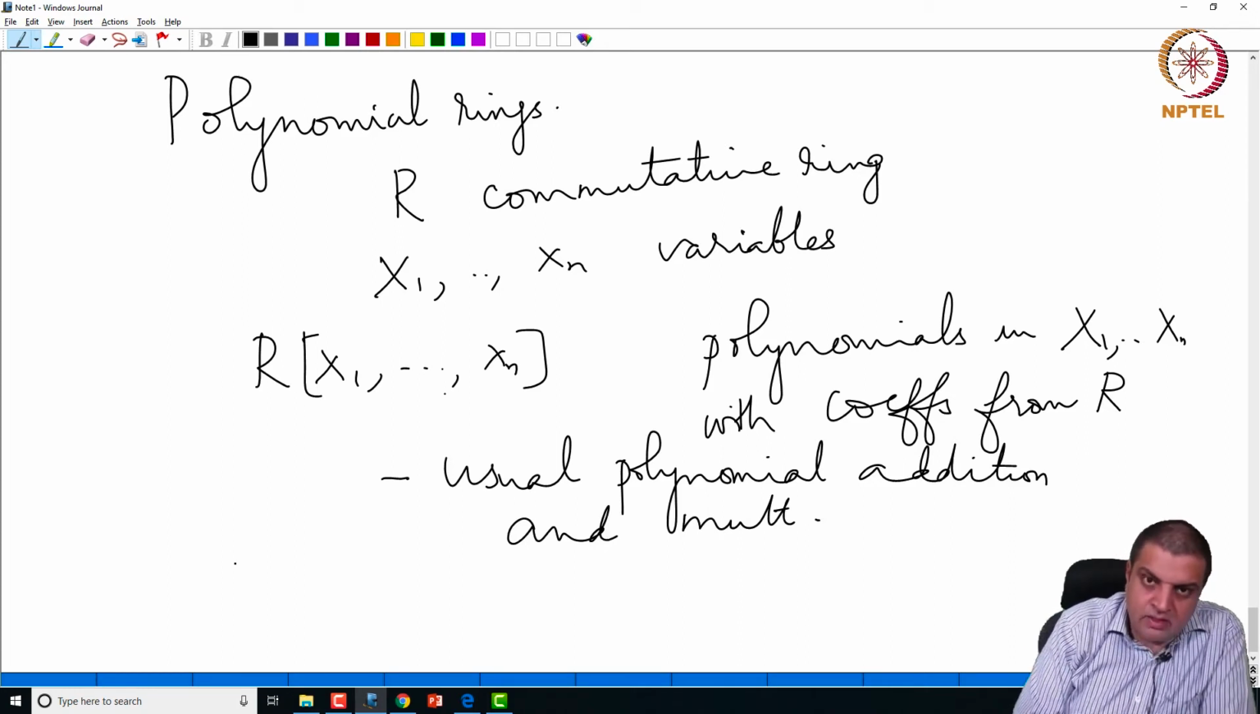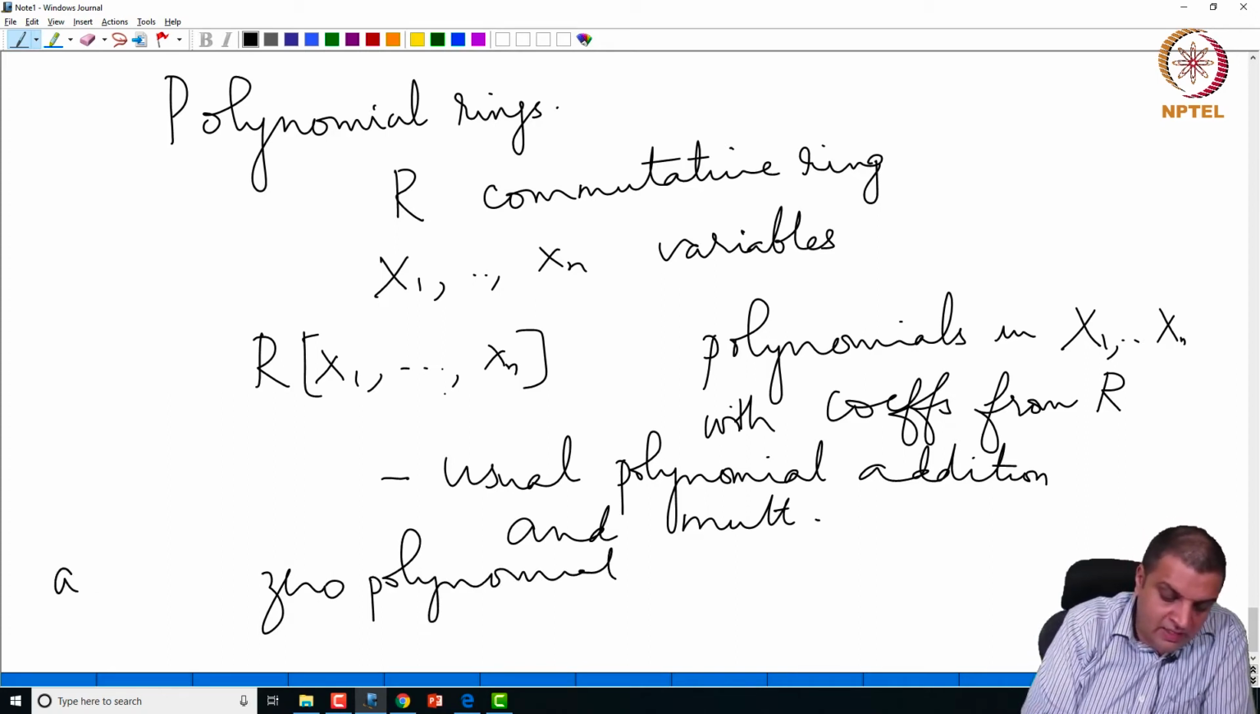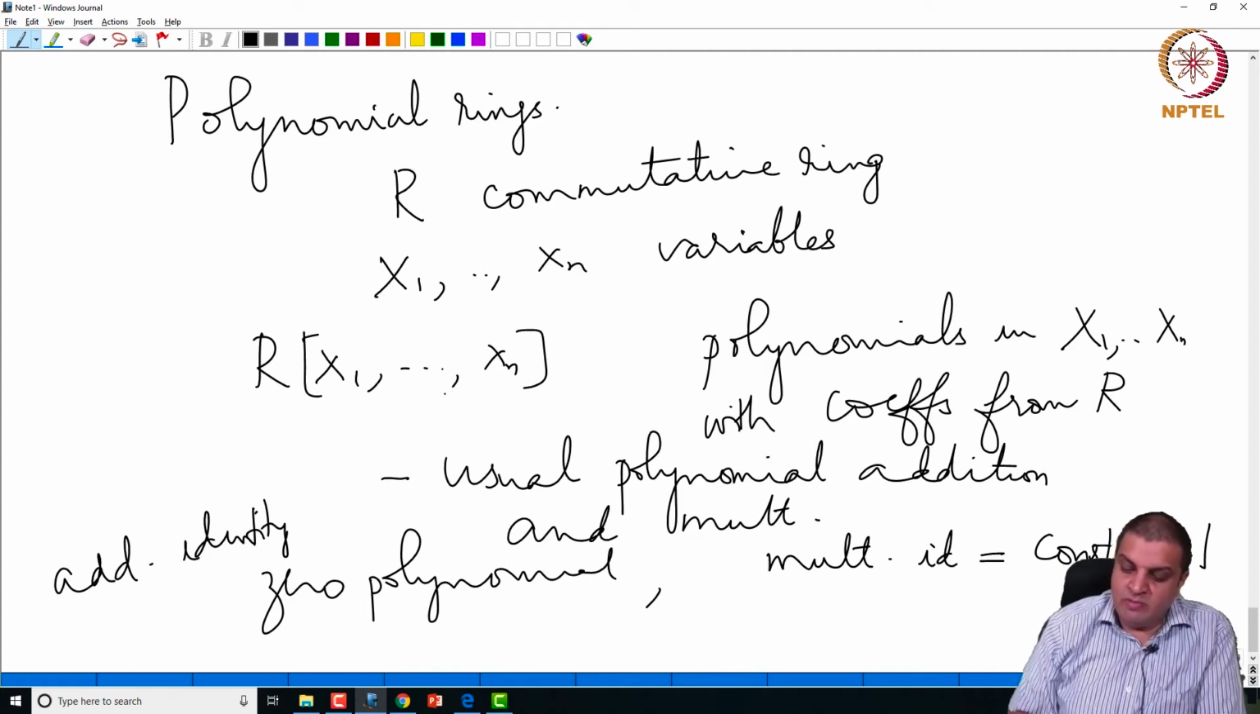And the additive identity is the zero polynomial. So this is the additive identity. And the multiplicative identity is the constant polynomial 1. And with these things, this is a commutative ring.